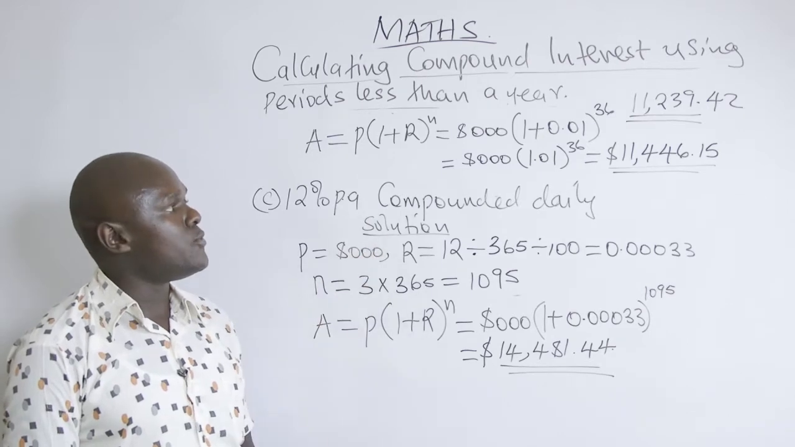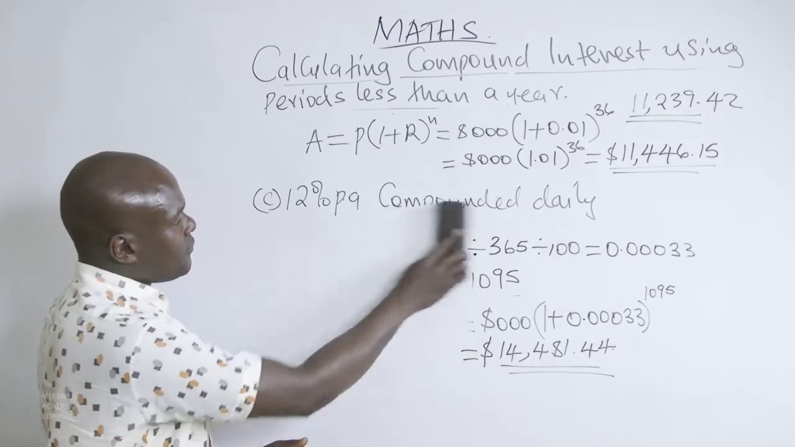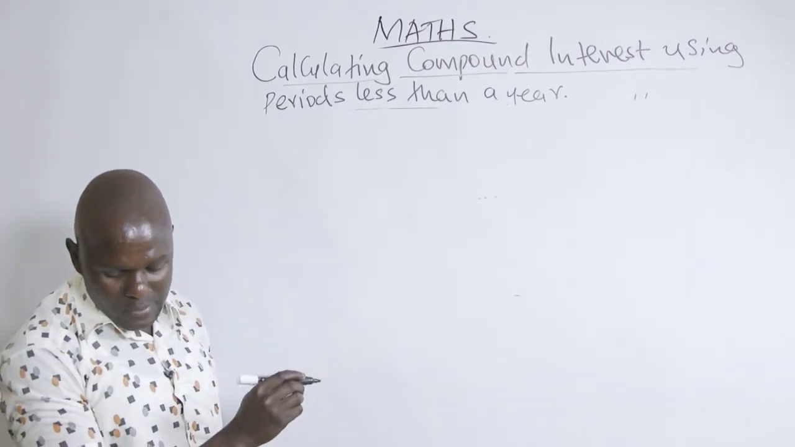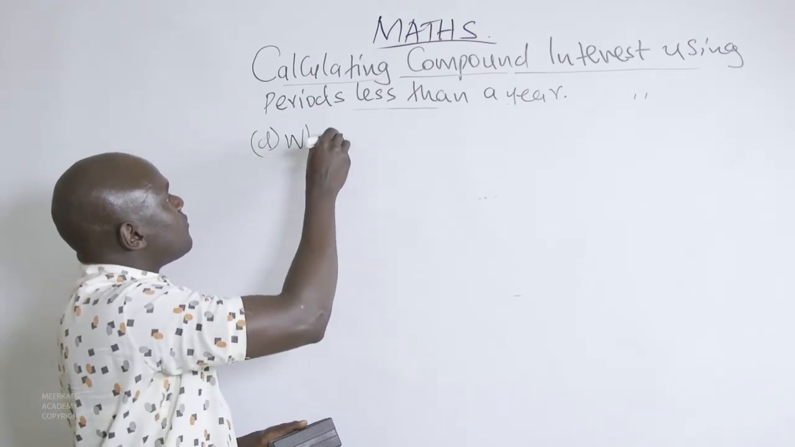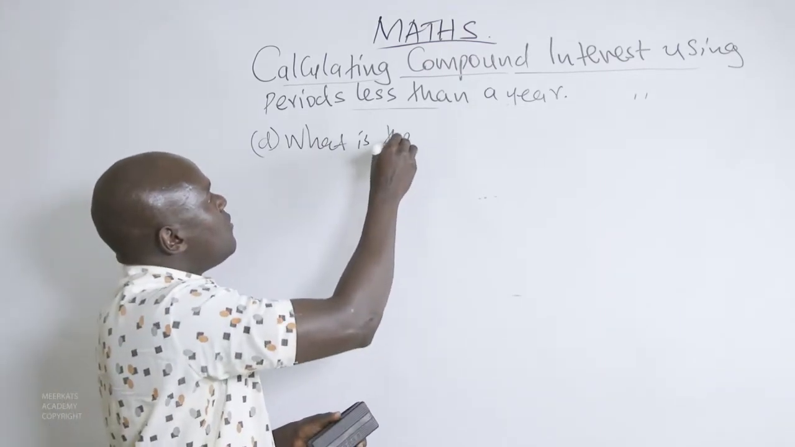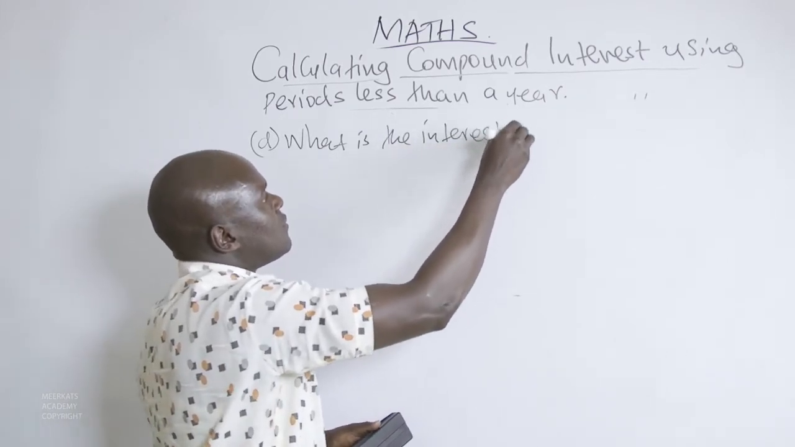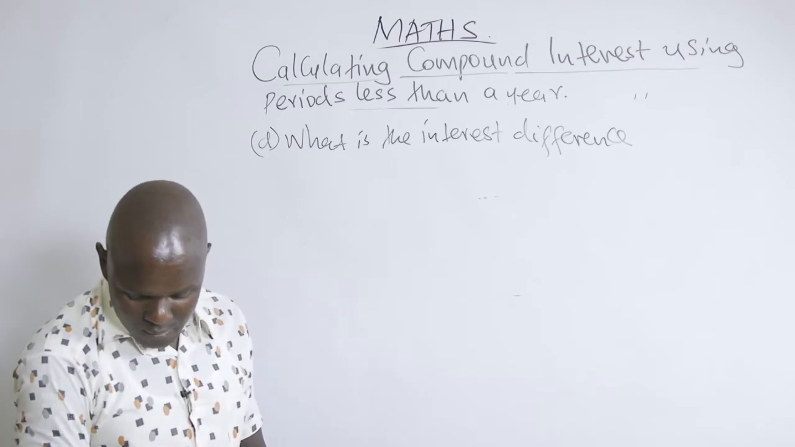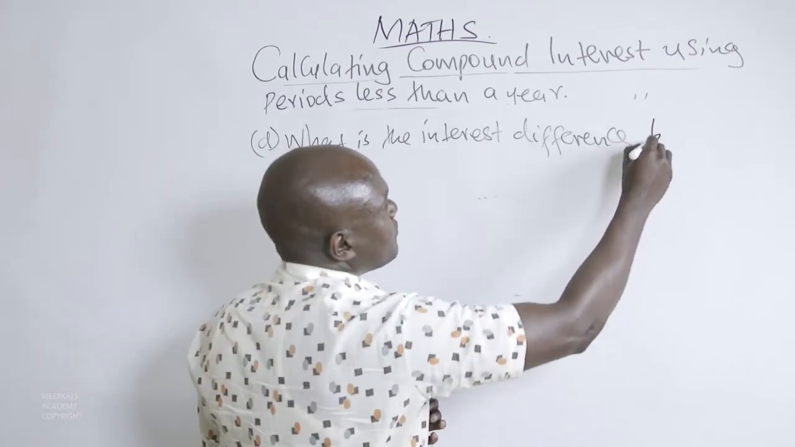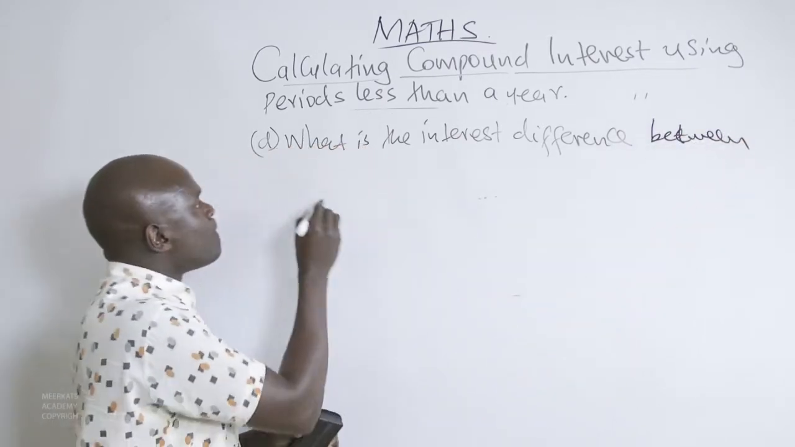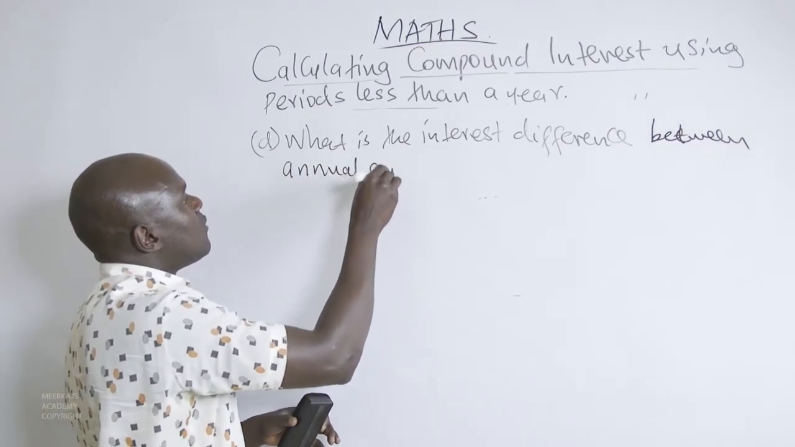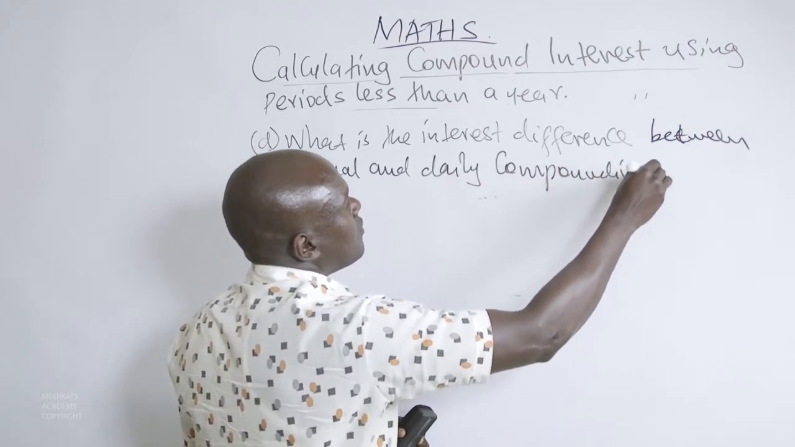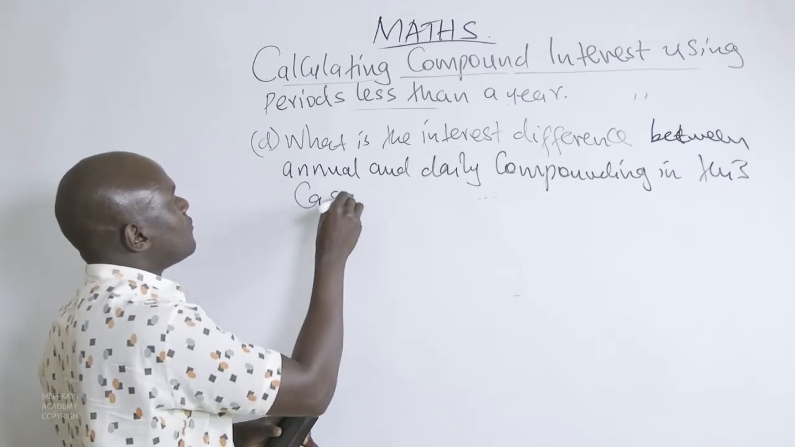Let us look at the very last question on this, part D. The question is, what is the interest difference between annual and daily compounding in this case?